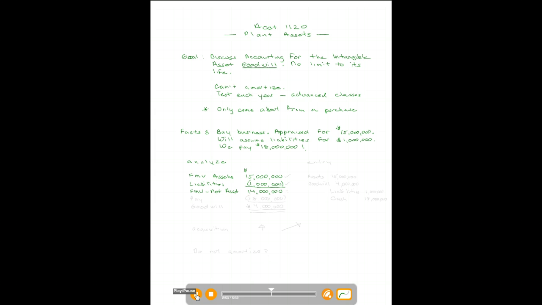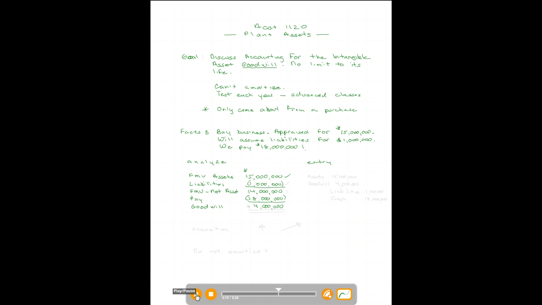And we already said we're going to pay $18 million and feel lucky that we can get it. That's a bonus to us. And the difference between the two is goodwill. And this goodwill can exist because it's been paid for. We have, in a bona fide arm's length transaction, paid for this goodwill.